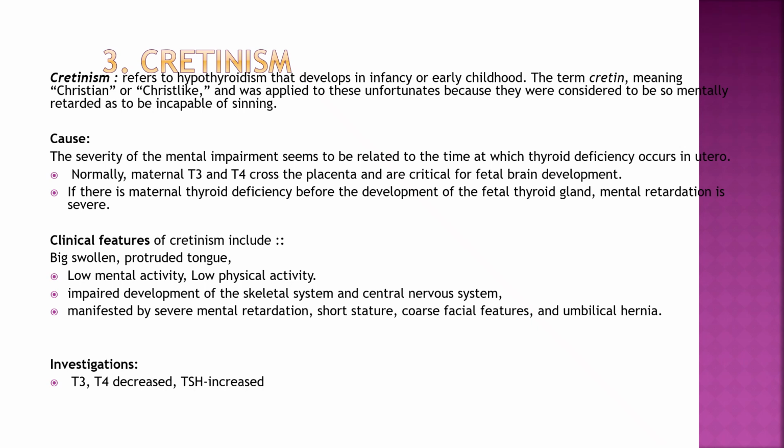Clinically, there is a big swollen protruded tongue, mouth is always open, low mental and physical activity, impaired development of skeletal and central nervous system. Because of that, there is mental retardation, short stature, coarse facial features and umbilical hernia. In the thyroid function test, T3 T4 are decreased and TSH, that is thyroid stimulating hormone, is increased.